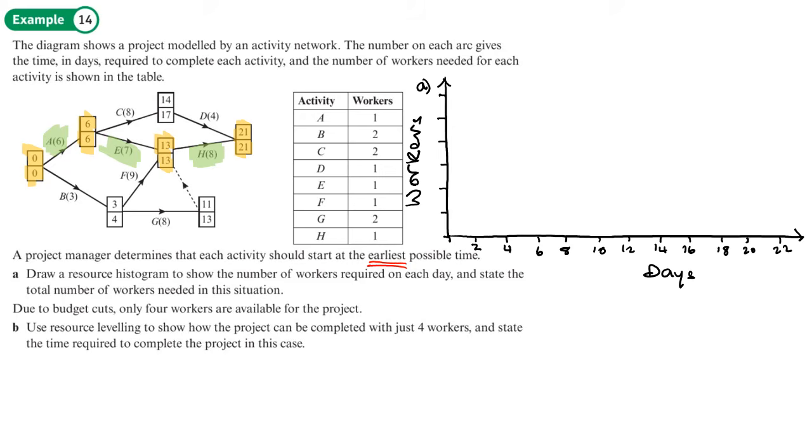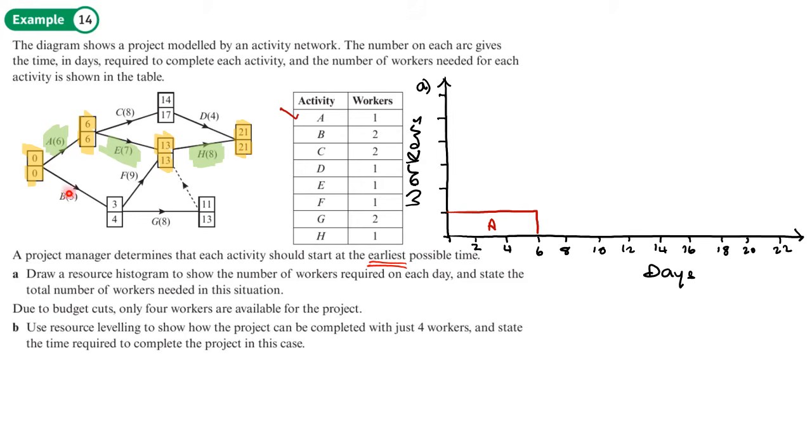So starting with activity A, it has a duration of 6 and requires 1 worker. So we'll do that. So 1 worker here. I'll basically have each square for 1. So that's activity A. So we'll just tick it off as we do it.